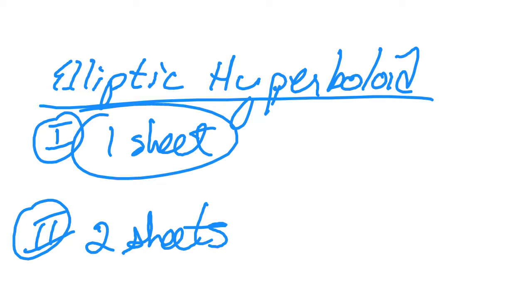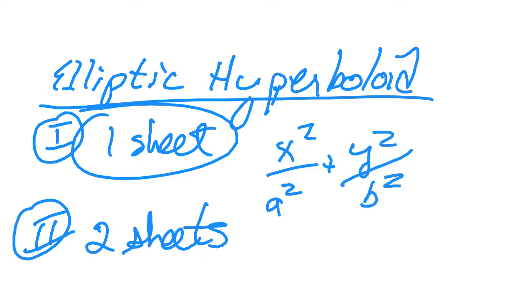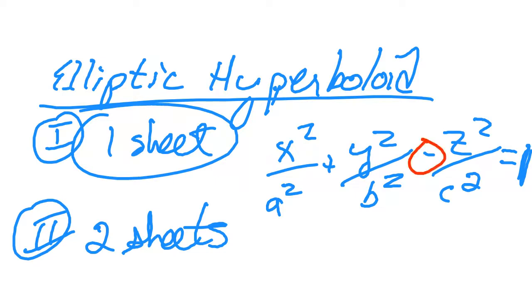So let's look at the difference. If we go 1 sheet here, this is going to have a general form of an equation of x squared over a squared plus y squared over b squared minus z squared over c squared equals 1. Notice, very similar to the equations that we had before, but I've got a minus in there. So let's pay attention to that.